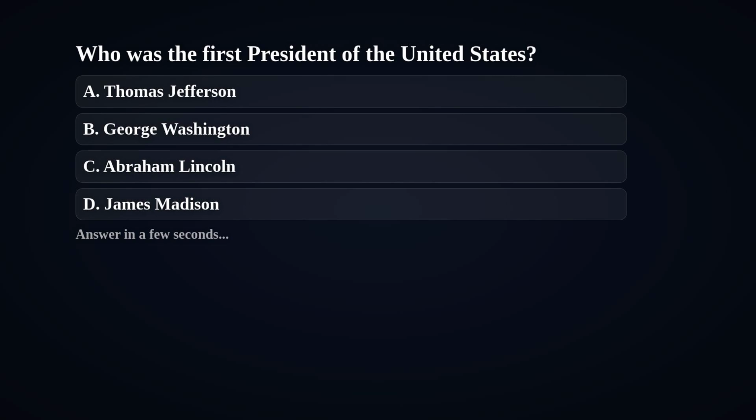Question 4. Who was the first president of the United States? A. Thomas Jefferson. B. George Washington. C. Abraham Lincoln. D. James Madison.